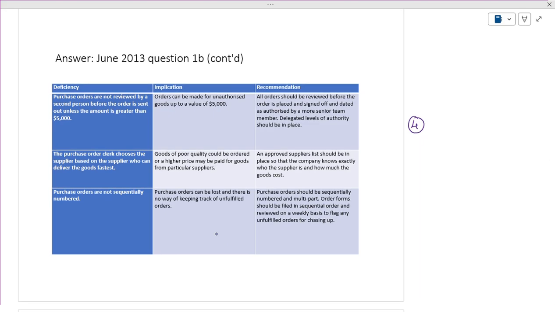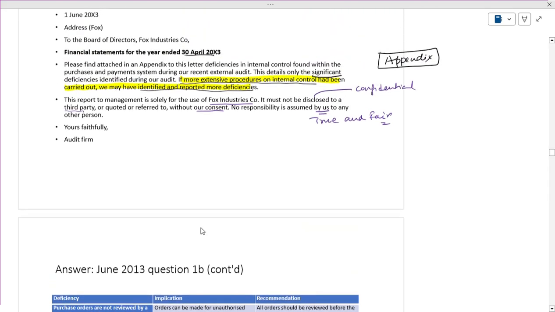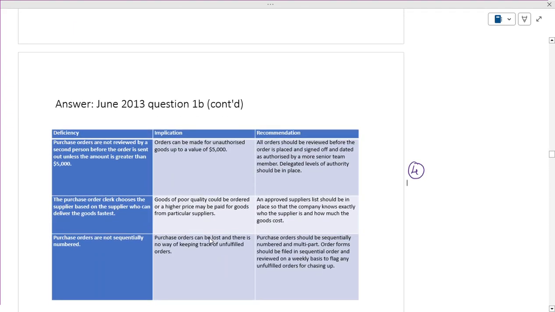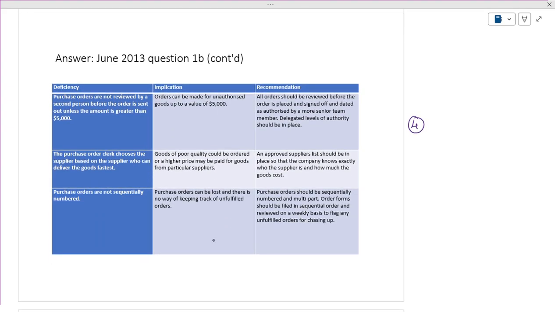Now, purchase orders are not reviewed. Only the order clerk is doing it. Purchase orders are not reviewed by a second person, unless the amount is 5,000. It is a materiality.